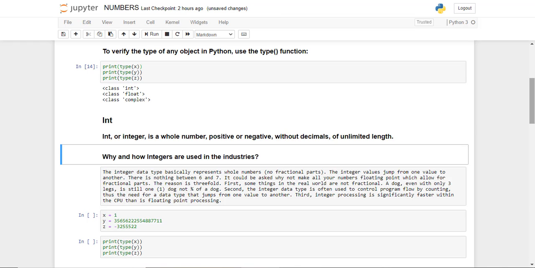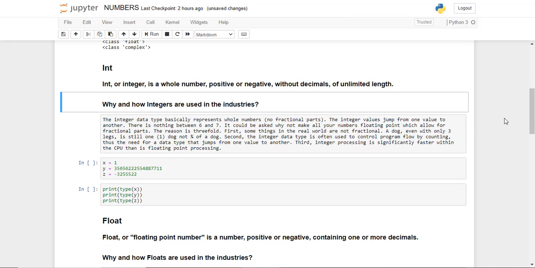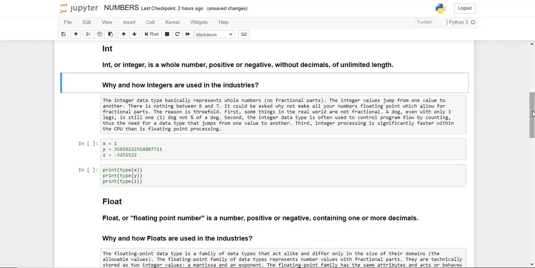Now we have some information here in the sheet, and you will have access to these notebooks also, but you can pause the video at any point of time if you want to read and then proceed. Now integers are whole numbers. There are no fractional parts. They can be negative or positive, so they extend from minus infinity to plus infinity. The only criterion is we cannot have a decimal point. So 1, 2, 3, minus 4, minus 5, all these are integers.